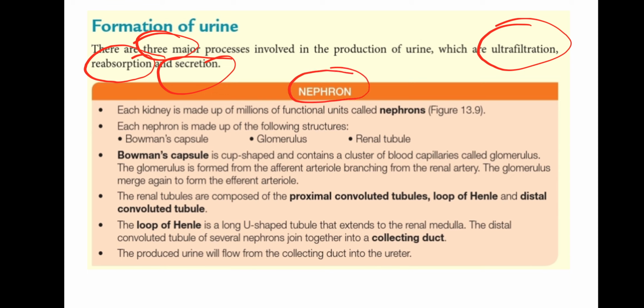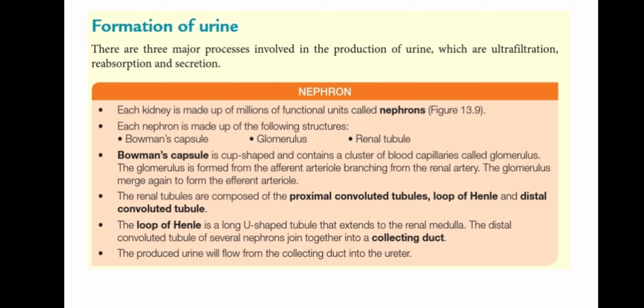What is a nephron? The kidney is made out of millions of functional nephrons. The nephron is the filter. Each nephron has a Bowman capsule, a glomerulus, which is a blood vessel, and then the renal tubule. The renal tubule consists of the proximal convoluted tubule, the loop of Henle, and the distal convoluted tubule. It includes all the tubes. The Bowman capsule is cup shaped and contains a cluster of blood capillaries, which is the glomerulus.